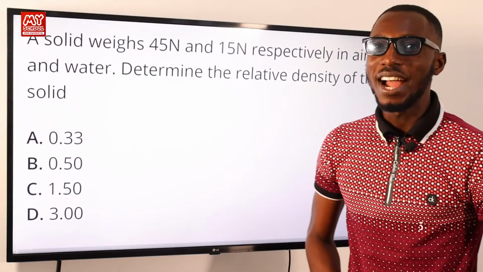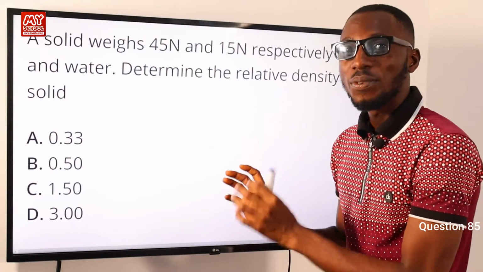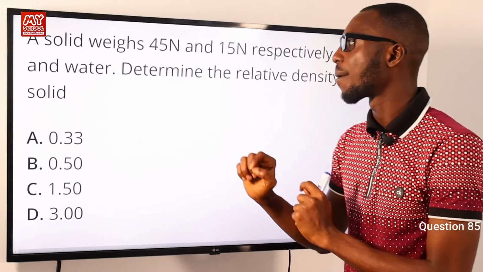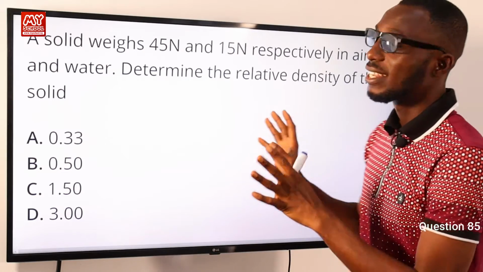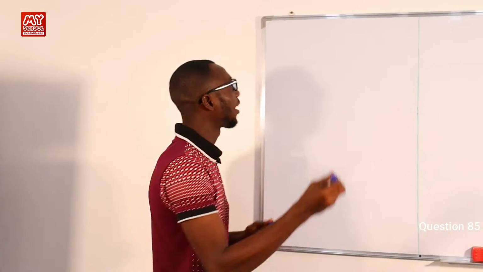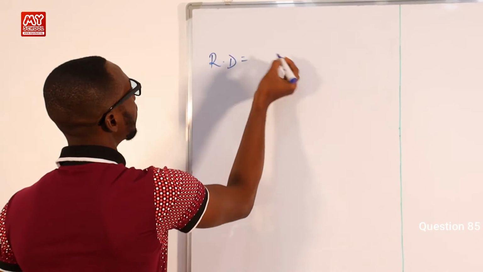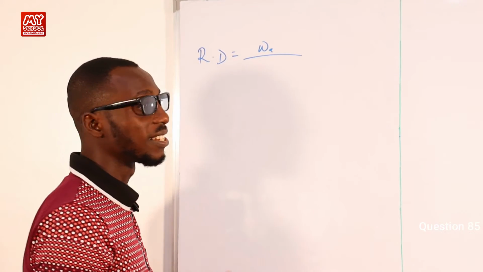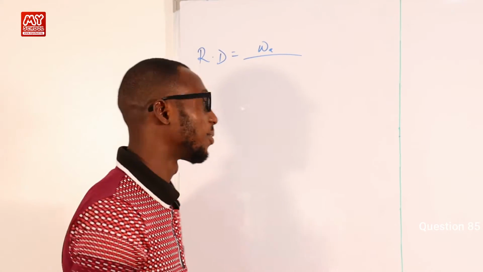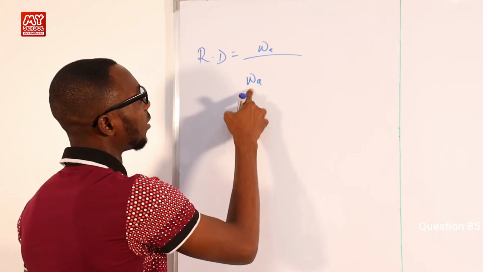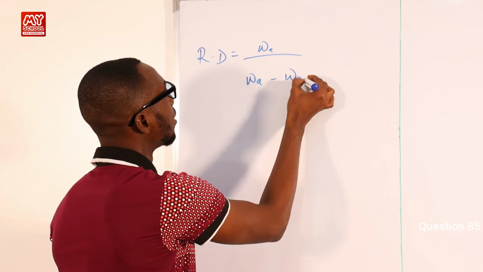So we have question 85. A solid weighs 45 Newton and 15 Newton respectively in air and water. Determine the relative density of the solid. That just gives us the weight of the solid in air over upthrust. Weight in air over upthrust, and upthrust is the total weight minus the apparent weight, or just say loss of weight in water. That will be the weight in air minus the weight in water.